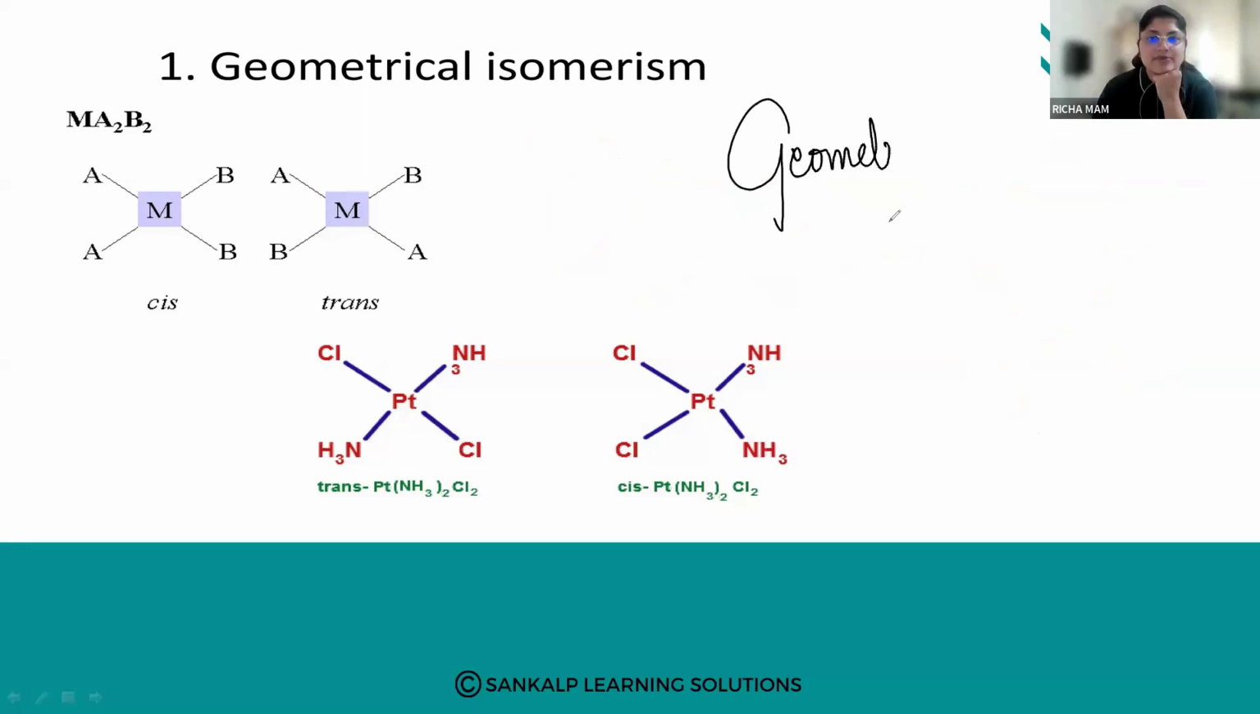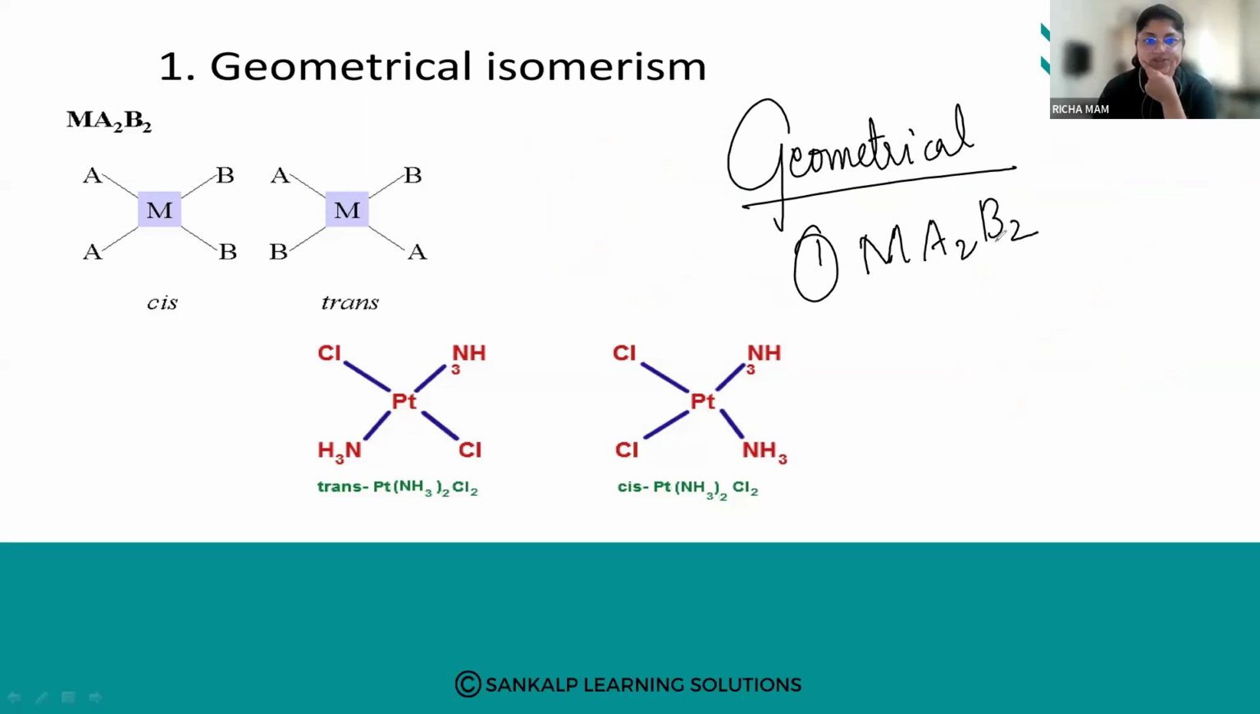And the first one we have seen is the Ma2B2 complex. So geometrical isomerism in complexes with coordination number 4. What is coordination number? The number of ligands around the central metal atom or ion is called the coordination number. What are homoleptic ligands? Homoleptic means you have the same type of ligands present in the complex. Heteroleptic means you have different types of ligands present in the complex.